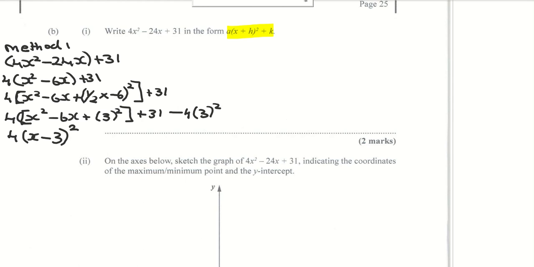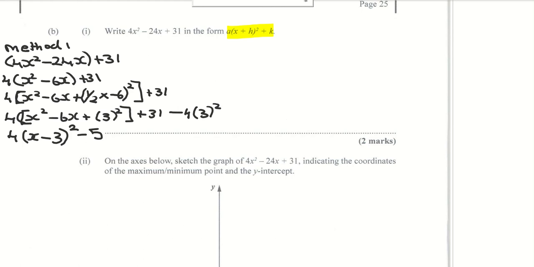31 minus 4 open bracket 3 squared, or 3 by 3, which is equal to minus 5. So I now have the form a open bracket x plus h squared plus k. So we can see that a is 4, h is minus 3, and k is minus 5.